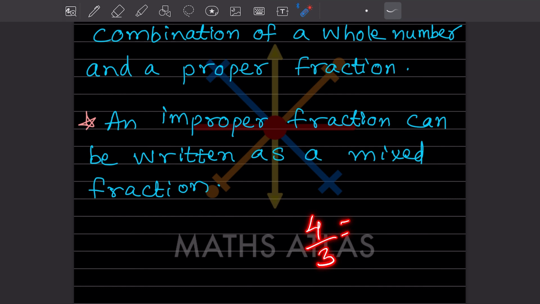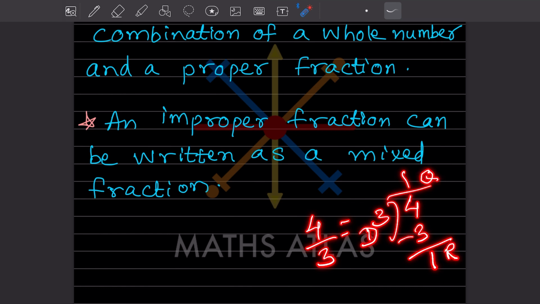So you have to divide 4 by 3. That is, 3 ones are 3, and the remainder is 1. So you will start with the quotient, then the remainder, and then the divisor. You will go in this way. So remember, just like this, you will start with the quotient.